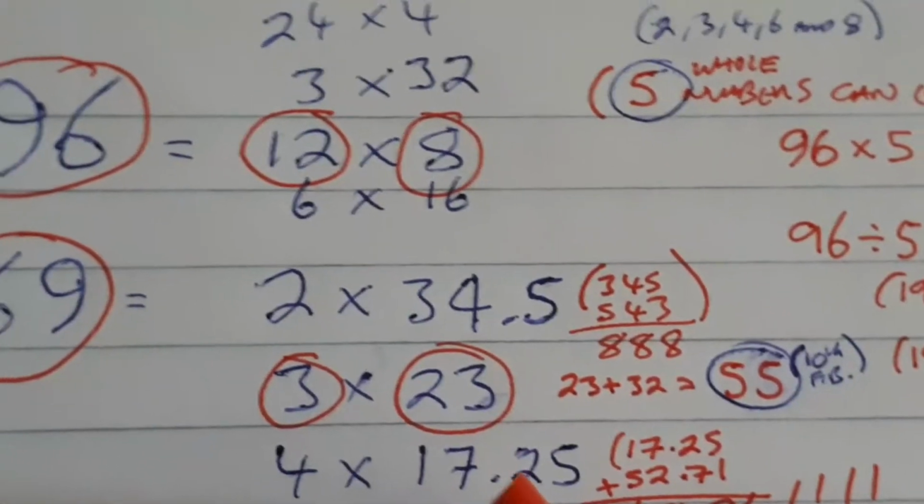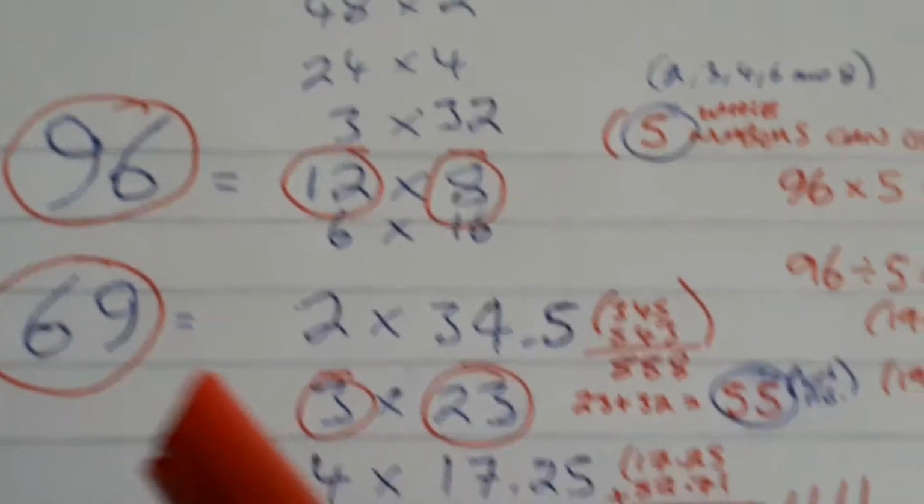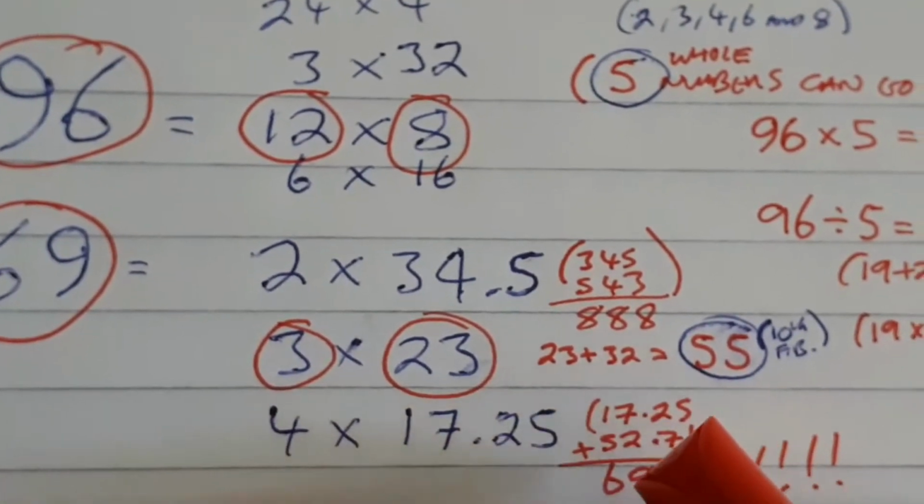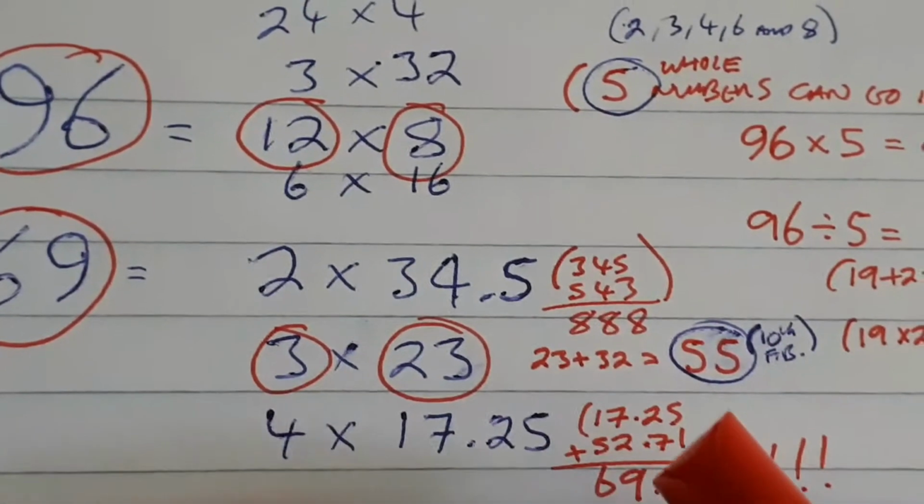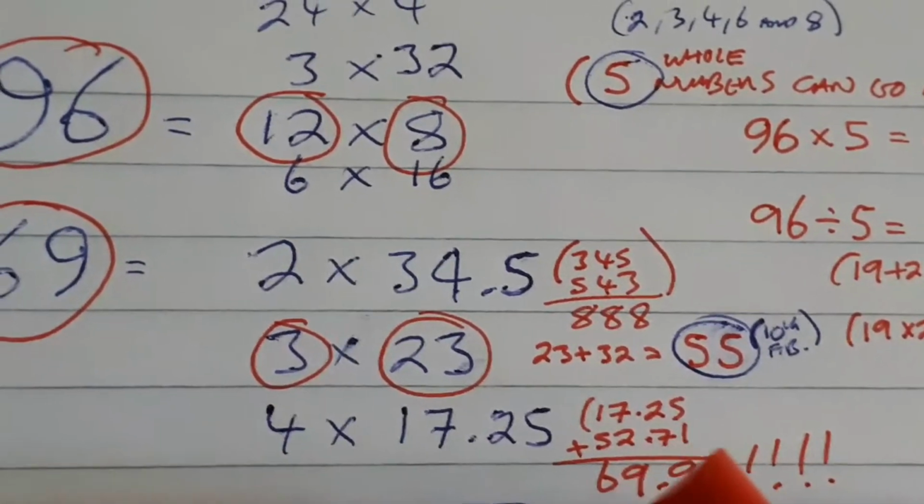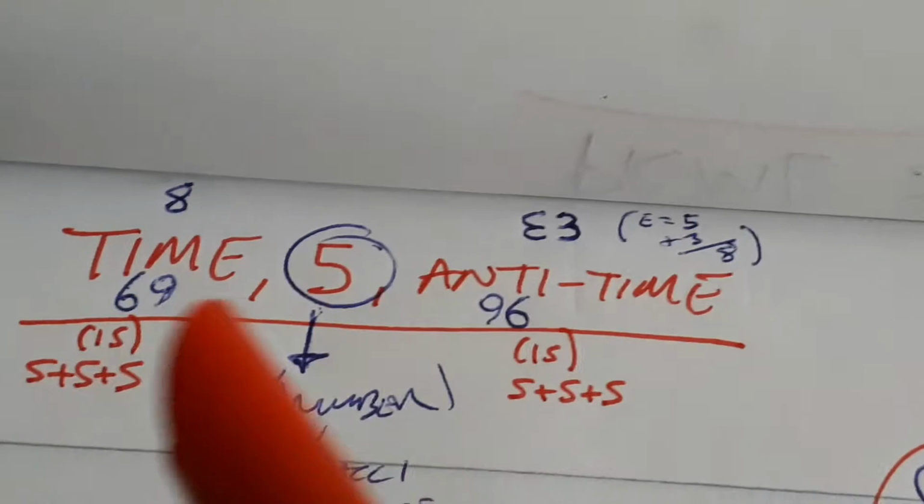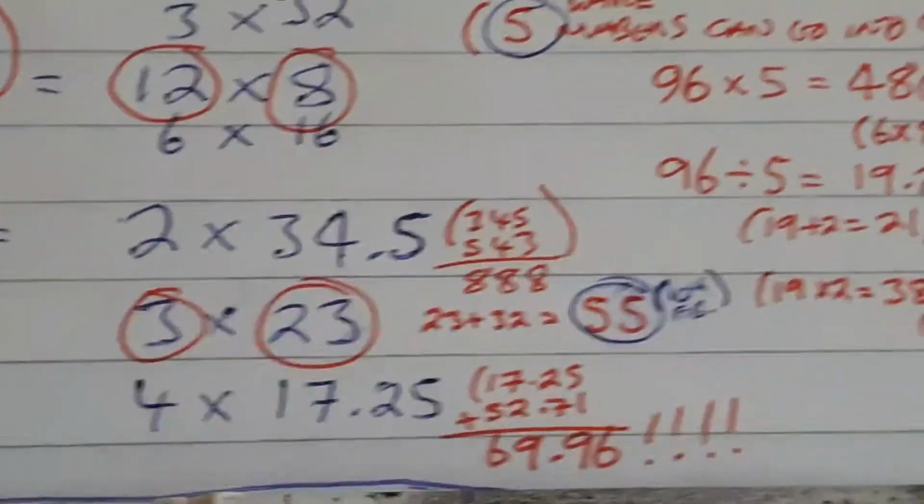4 times 17.25 is also 69. That one, adding the mirror, 52.71, you get 69.96. It's pretty cool.